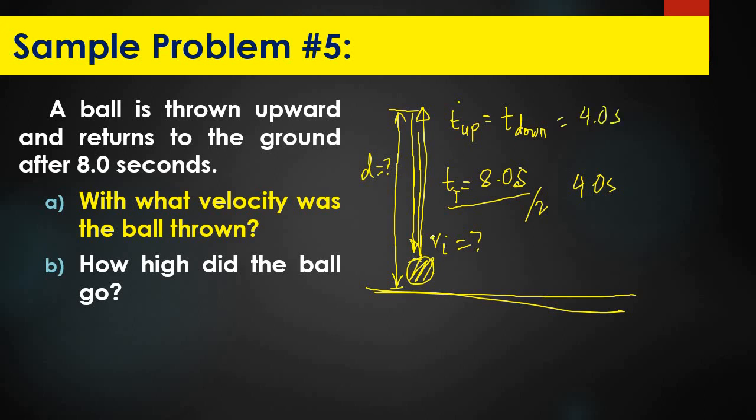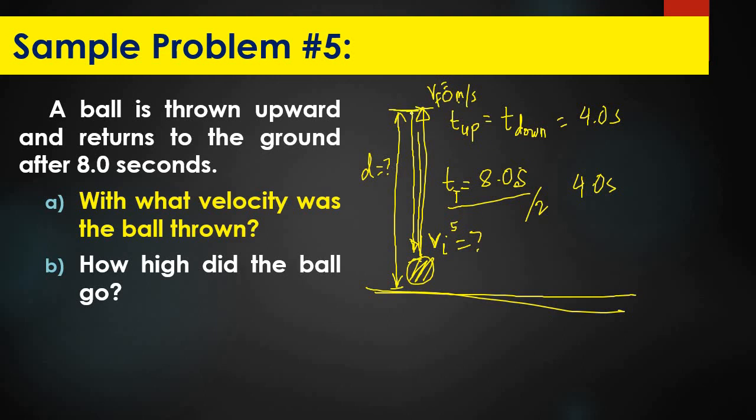Ito pa, yung VI mo, let's say yung VI dito ay 5. Siyempre, because of gravity, mag-decrease ng mag-decrease, pag na-reach niya yung peak, hanggang magiging 0 meter per second. So, that is your VF. VI is 5. VF becomes 0 at the top. The time taken is 4.0 seconds.